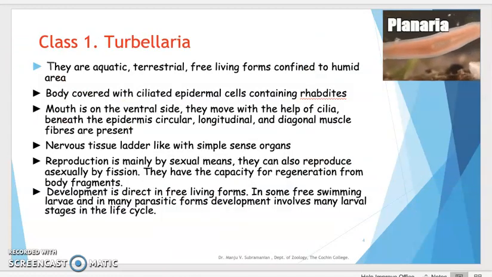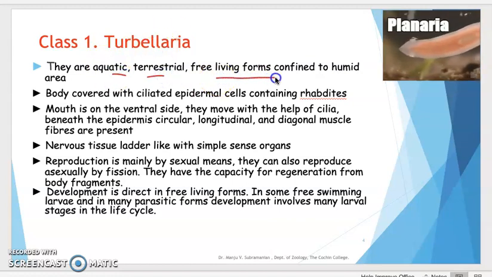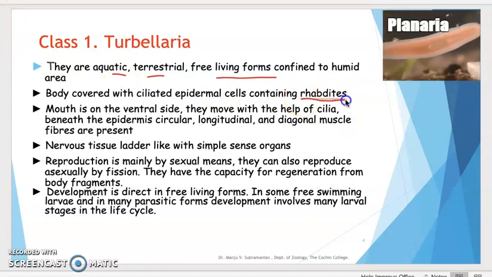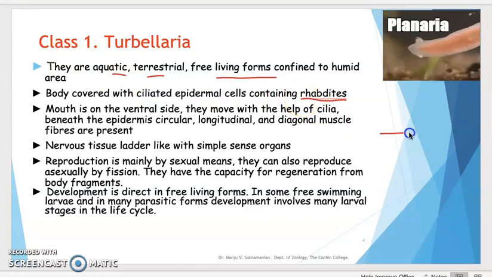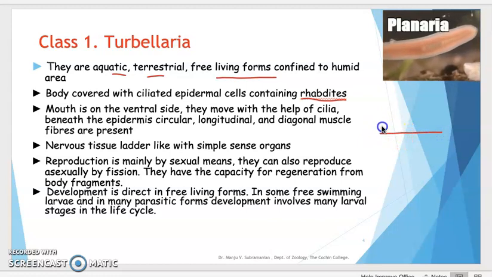So let's see the important salient features of the class Turbellaria. Turbellaria are mostly free-living, aquatic and terrestrial free-living forms confined to humid areas, and the body is covered with a ciliated epithelium containing structures called rhabdites.